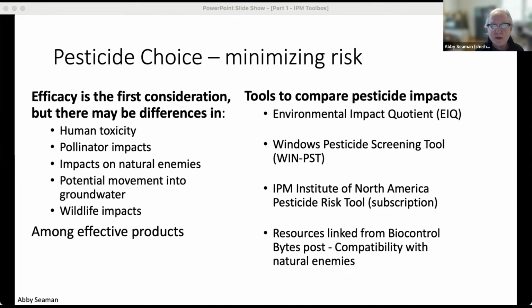And Amara has resources linked from her Biocontrol Bites blog, which has some information about different pesticide compatibility with natural enemies or beneficial insects. That can be especially useful in a greenhouse situation, but there's also useful information for thinking about your pesticide choices in the field, because whether you're releasing beneficials in the field or you're just trying to conserve the ones that are there naturally, your pesticide choices, especially insecticide choices, can be important.